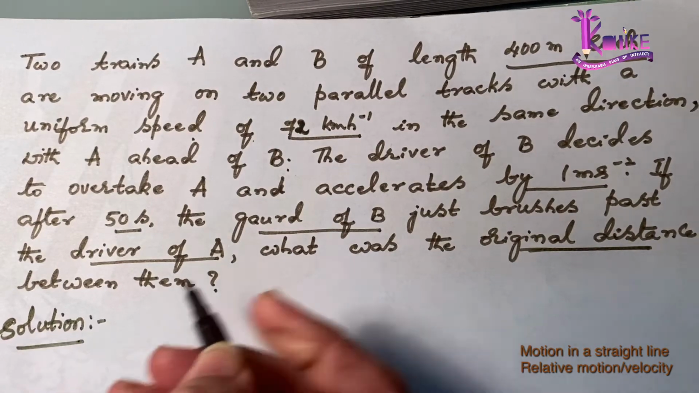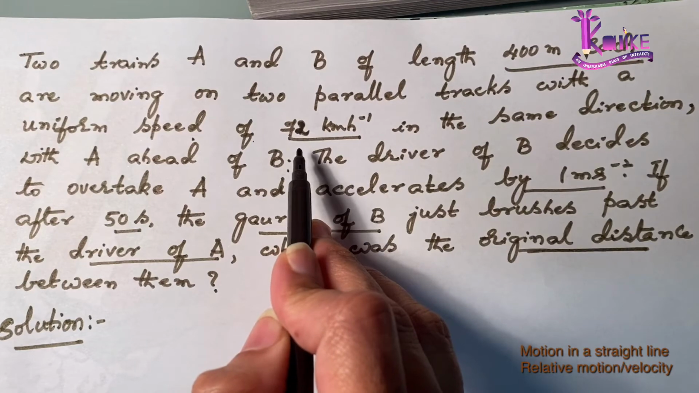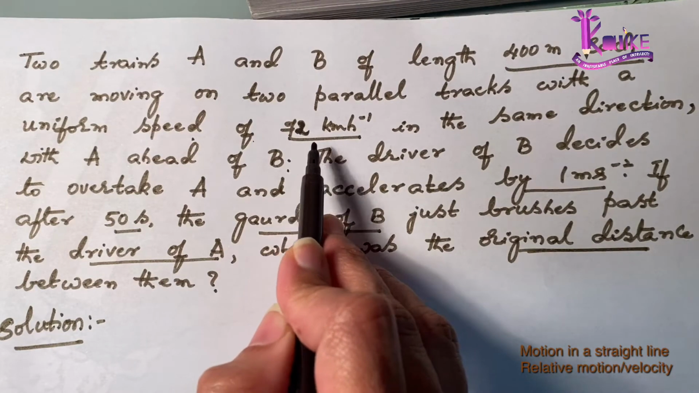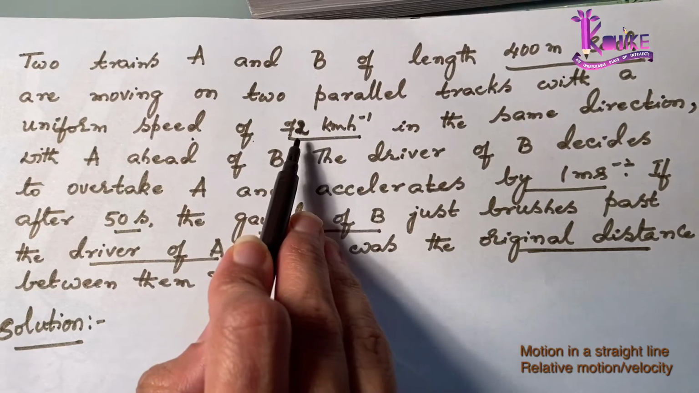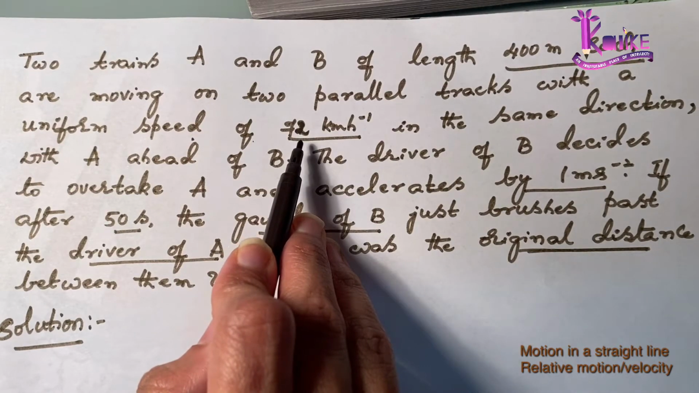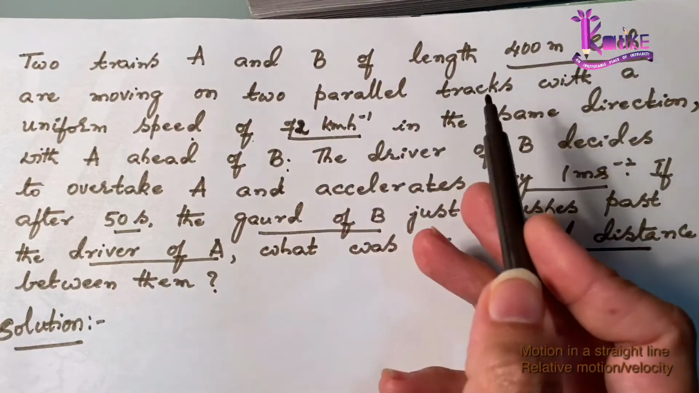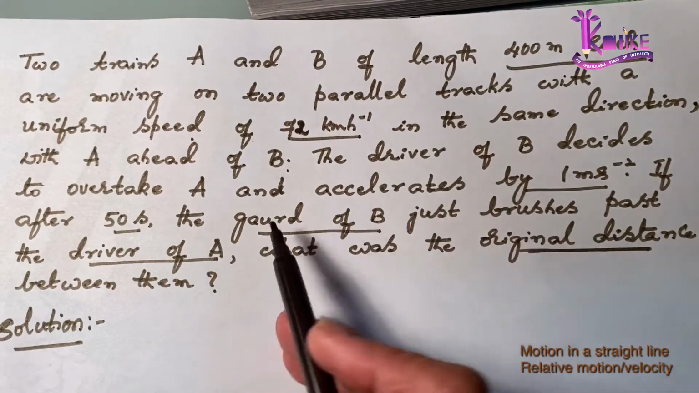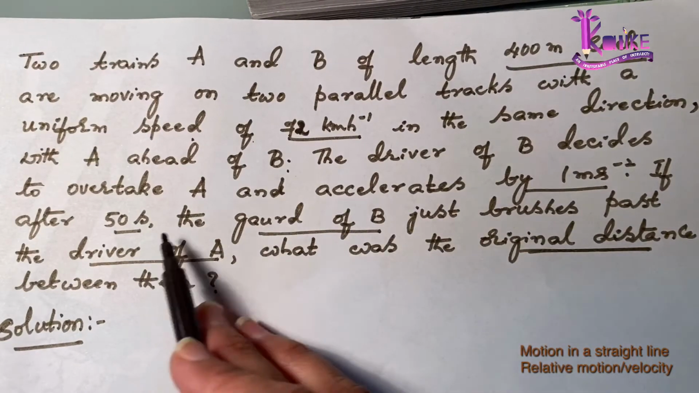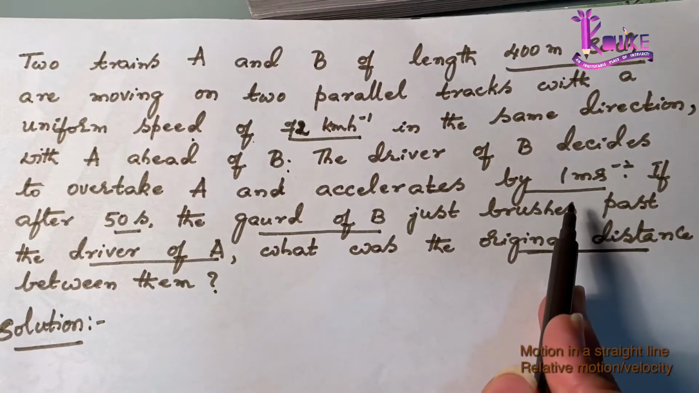It is given that there are two trains A and B which are of equal length. They're traveling with the uniform speed or uniform velocity, which is 72 km/h. So initially the acceleration for train A and train B is 0. They are at a distance apart. Train A is moving ahead of B on a different track, a parallel track. But after 50 seconds, driver of B decides to accelerate by 1 meter per second square.